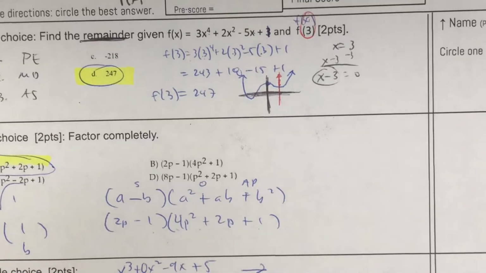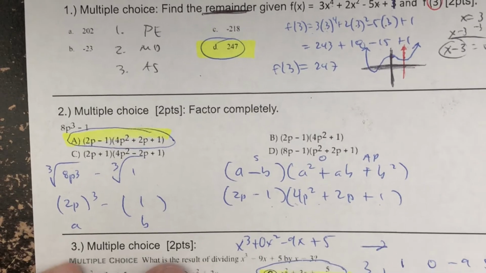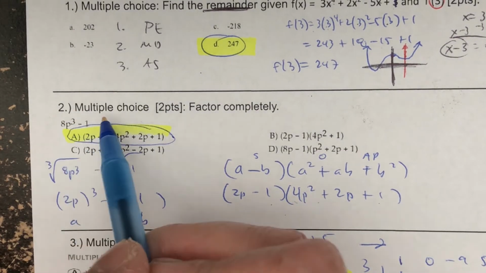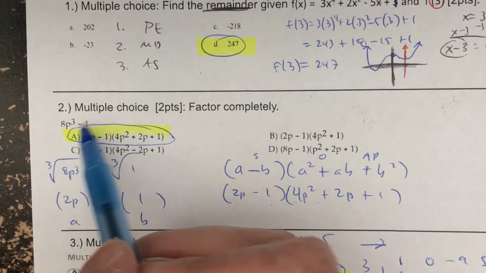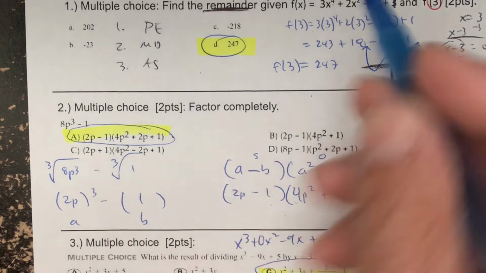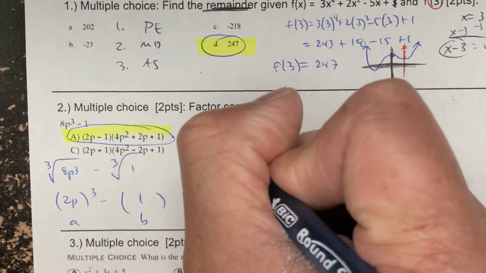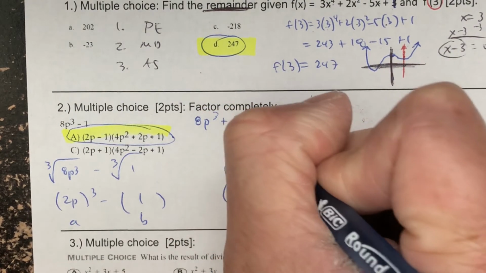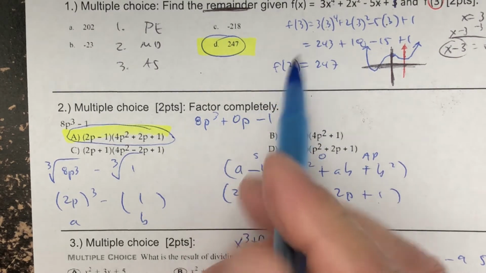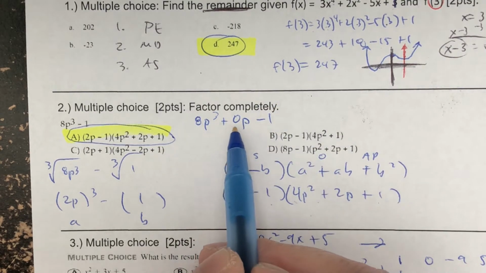Question number 2, factor completely. Okay, so the first thing you should recognize is that this is a binomial. 1, 2, if you had your factoring flowchart, it would tell you to, number 1, could you add a 0x, or in this case a p. So let's see if I do that. You're adding this placeholder.